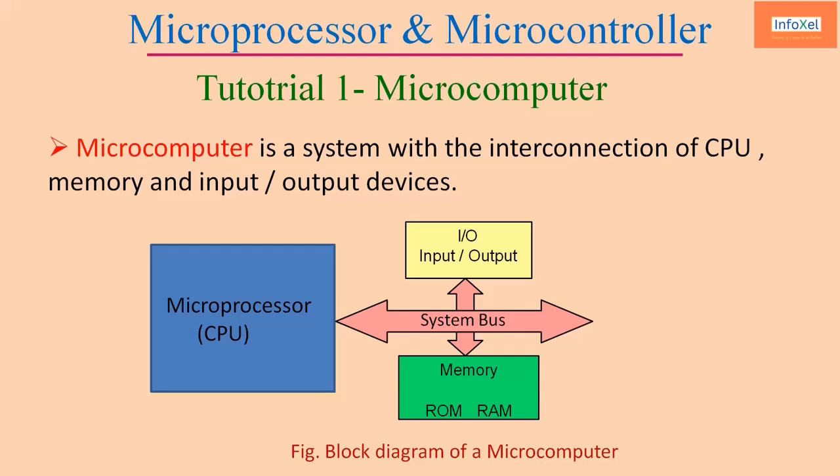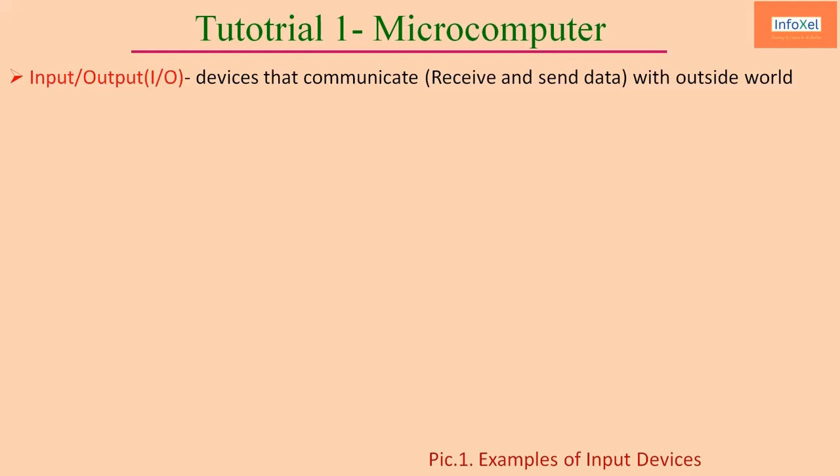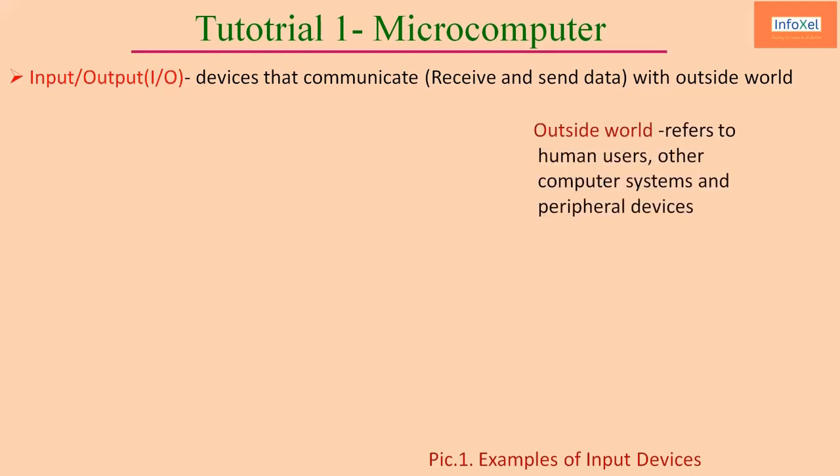First, we will discuss what input-output devices are. Input-output devices communicate with the outside world. So what do you mean by outside world? Outside world refers to human users, or it can be any computer systems or any external devices. So through the input device, the computer receives data. The computer sends data to the outside world through the output devices.